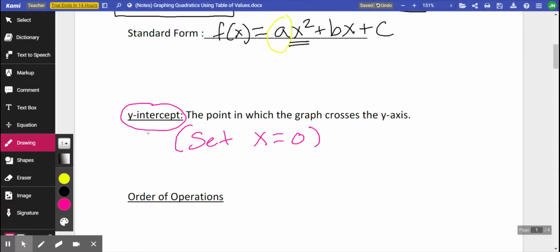So if you want to find the y-intercept for a function, you set x equal to 0, because by definition, the y-axis is the line x equals 0. So these two are interchangeable, right? The y-axis and the line x equals 0 are the same thing. So when you want to find the y-intercept, you set x equal to 0.